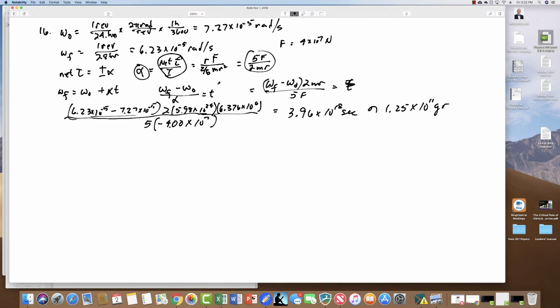I'm sorry for the confusion up here. When we got to this point, t is not torque, it's time. So time, if you rearrange this equation, is equal to this. Then you substitute this in for alpha here, and you get time is equal to this. Then you put your numbers in. Sorry for that confusion.